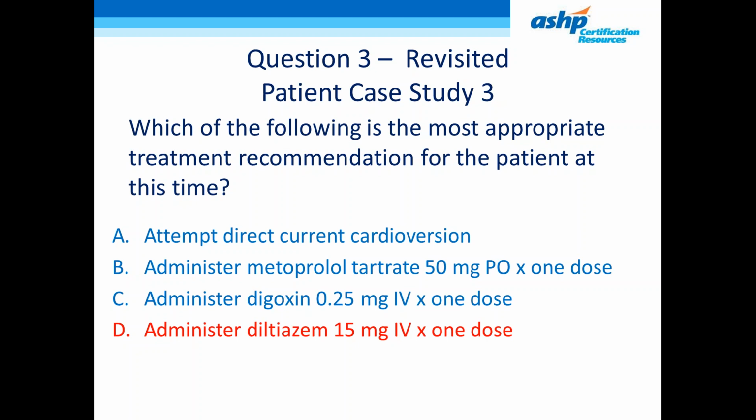Therefore, the preferred treatment option for this patient who has symptomatic atrial fibrillation with a rapid ventricular response but is hemodynamically stable would be to administer diltiazem 15 milligrams IV times 1 dose. This dose could be repeated if needed. The initial dose for diltiazem IV is 0.25 milligrams per kilogram. This can be followed by 0.35 milligrams per kilogram IV, and that can be followed by a continuous infusion of 5 to 15 milligrams per hour as needed.